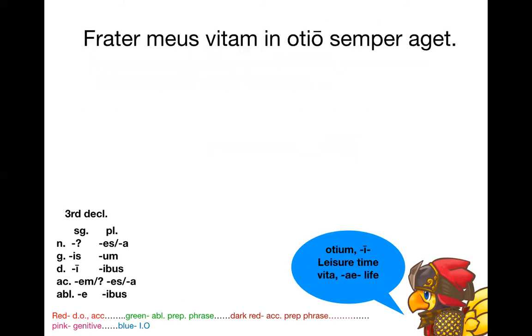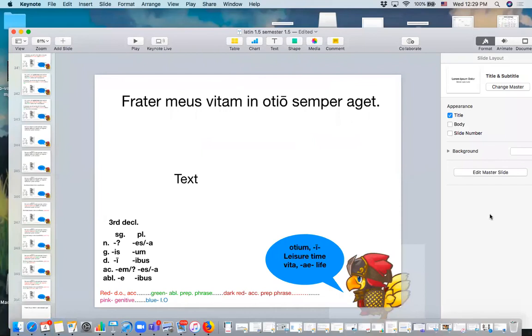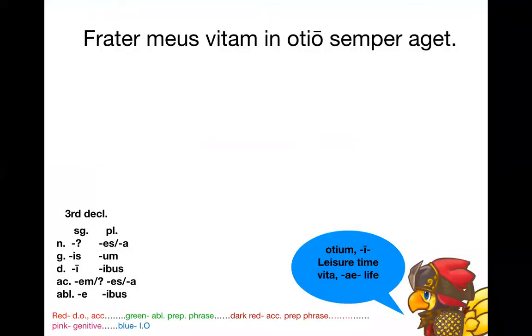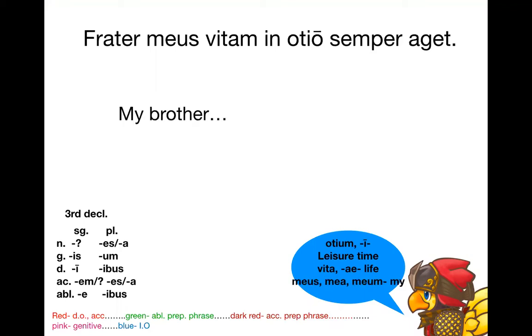Frater Maius Vitam et otio semper agit. I need to move this thing, but what do y'all think the subject is here? Yeah, it's probably Frater, right? But is it just Frater? Is it just the brother? Anyone think? Okay, we're aligned. I think it's going to be my brother. This is a little weird because it's a third declension noun, and all of our adjectives are still first and second declension. So they don't look like they go together, but they actually do. Maius is taking on a nominative singular masculine ending to go with Frater. So this is my brother.